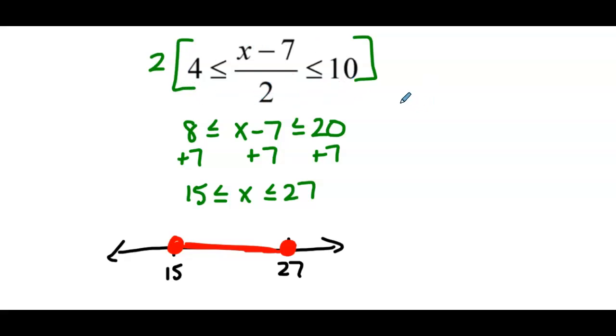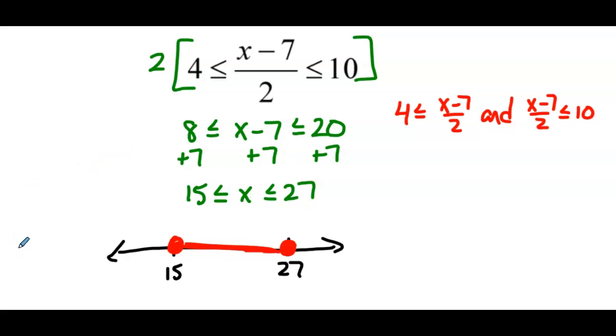Now, what we could have also done is broken this apart into a compound inequality with "and". So we could have said that 4 is less than or equal to x minus 7 over 2, and x minus 7 over 2 is less than or equal to 10. That makes it look a little more familiar in comparison to the previous examples that we've done. And if this makes more sense, by all means, do this first and solve out. And then you would figure out your solution set the same way we had done in the previous 2 examples.